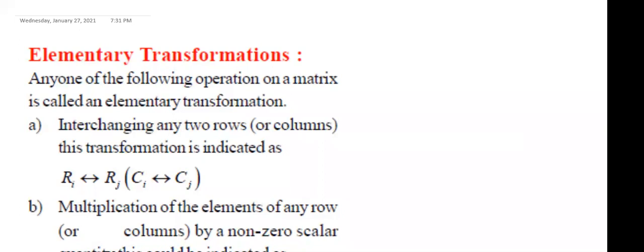This transformation is indicated like this. Rows are interchanged, we can write like this. This is a symbol for columns interchanged. Now I will give an example. Suppose the matrix is A1, B1, C1, A2, B2, C2, A3, B3, C3.